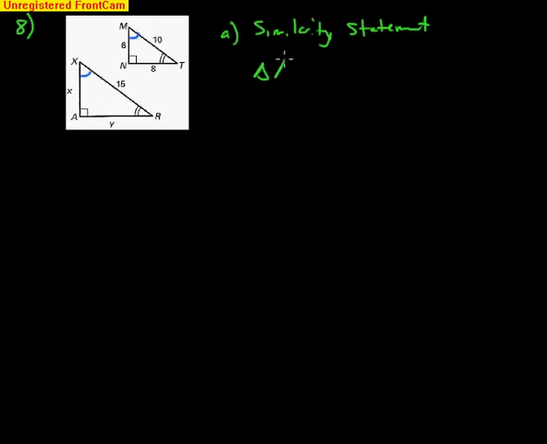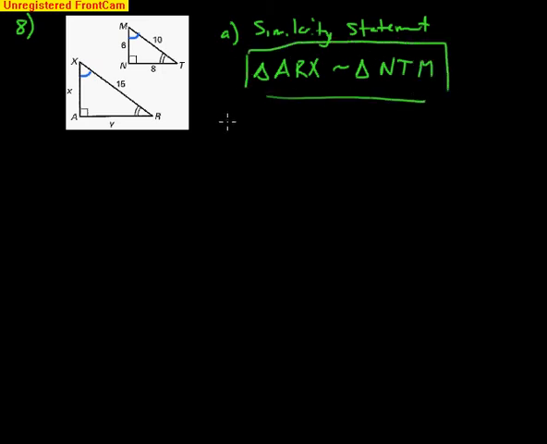So let's write the similarity statement. Triangle, I'll start with the big one. Let's go triangle ARX, alphabetical order, is similar to triangle. Okay, A is the right angle, so N is the right angle. R has 2 markings, T has 2 markings, X has 1, M has 1. Okay, so there's the similarity statement.